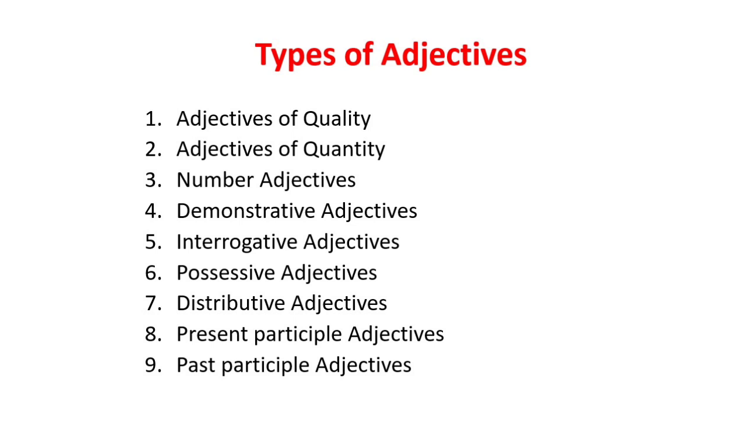First, adjectives of quality, or you can say quality adjectives. Second, adjectives of quantity, or you can say quantity adjectives. Third one is number adjectives. Fourth one is demonstrative adjectives. Fifth one is interrogative adjectives. Sixth one is possessive adjectives. Seventh one is distributive adjectives. Eighth one is present participle adjectives. Last one is past participle adjectives. Now we are going to master all these adjectives.